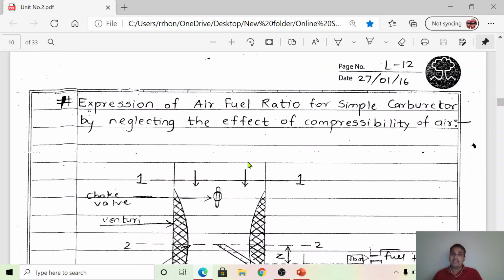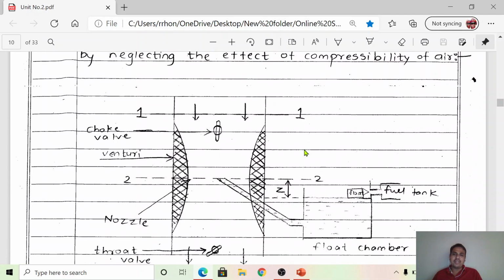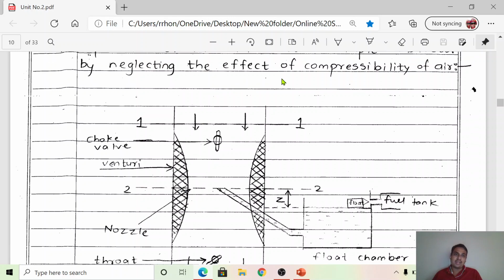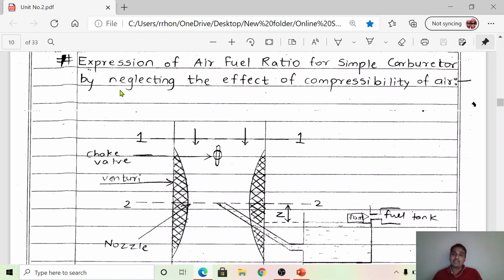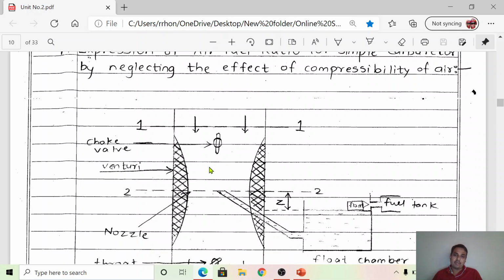So during this derivation, we are going to neglect the effect of compressibility of air. As air enters the throat section of the venturi, we are not going to consider its effect. It is not our task in this derivation to consider the effect of compressibility of air. Whatever effect happens as the air gets compressed, we are not going to consider it during this particular derivation. That's why the name of this derivation is: neglecting the effect of compressibility of air.